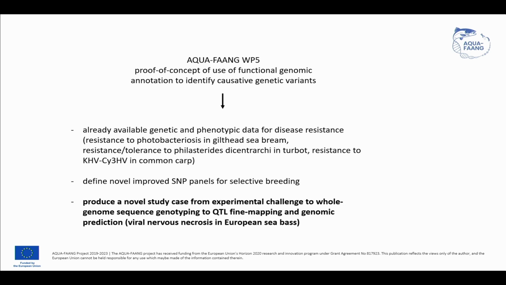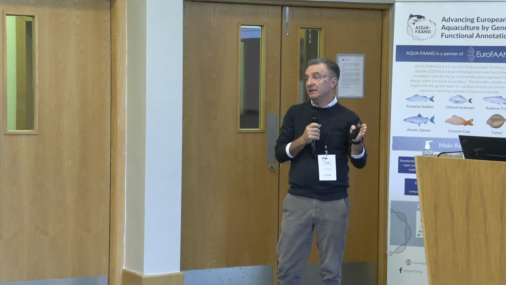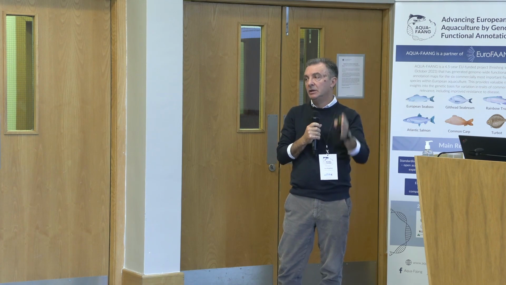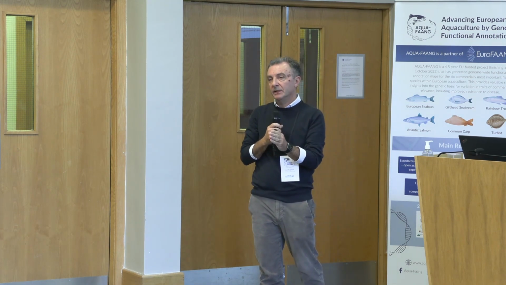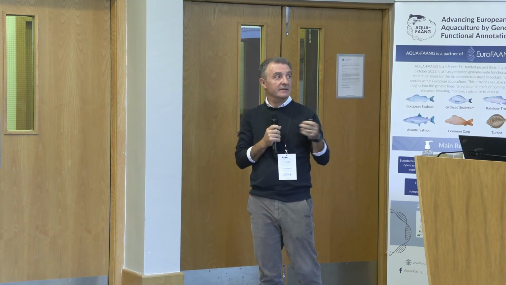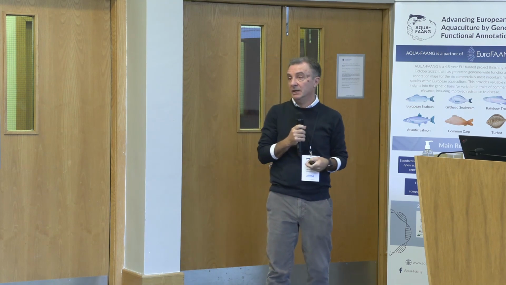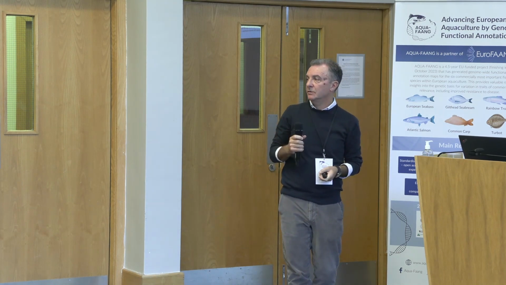So we had only one major case study, which was VNN resistance in sea bass, where we started from the experimental challenge. We had eQTL information, we had whole genome sequencing, and as we will see, we found a major QTL. We are still at the very, very beginning in testing the genomic prediction accuracy increase. So if Robert can come.